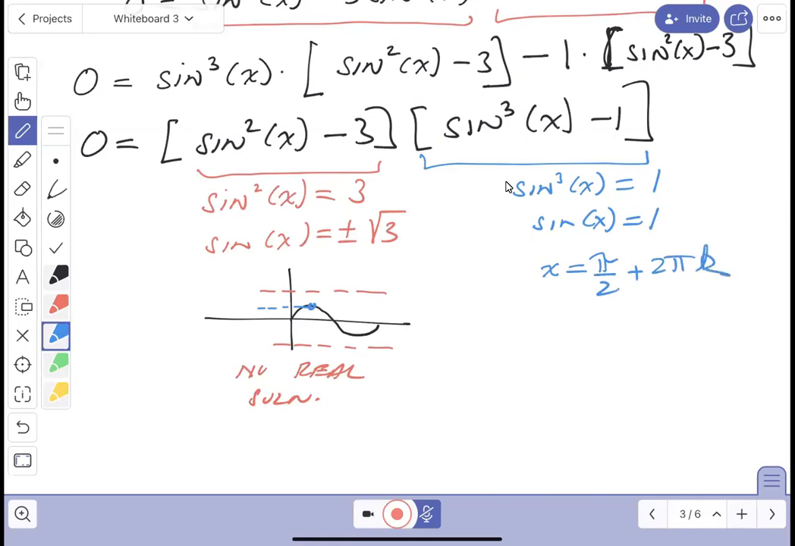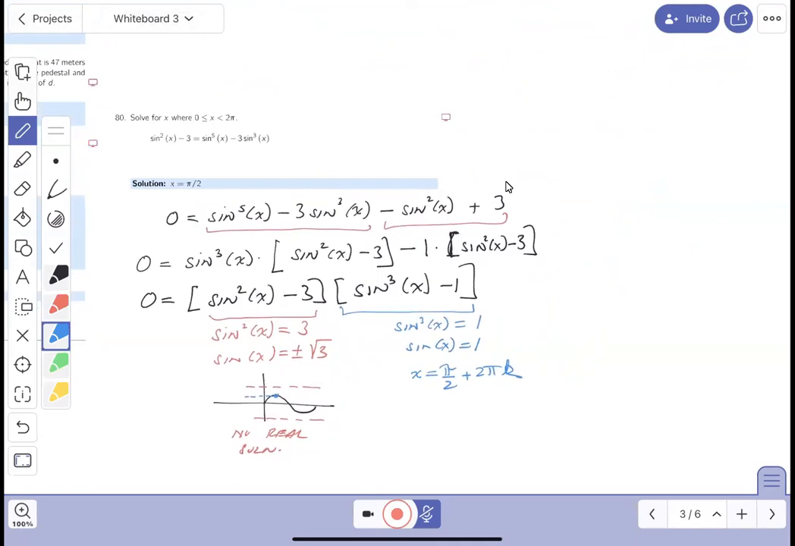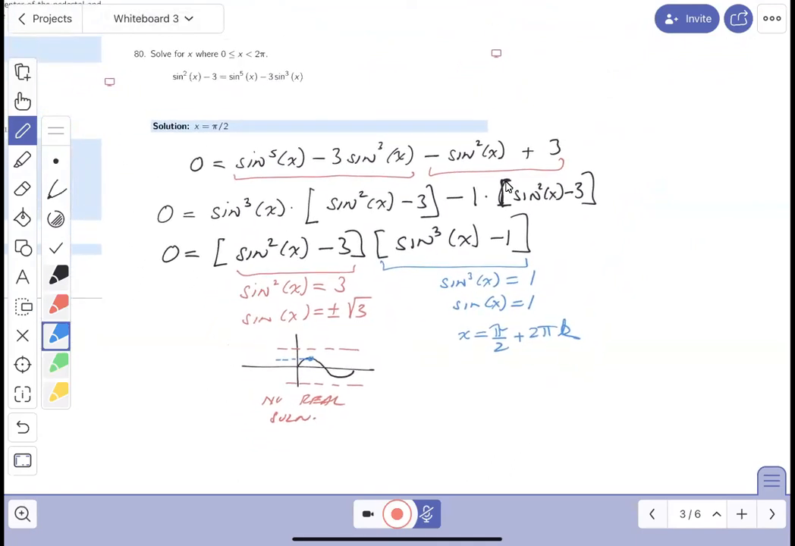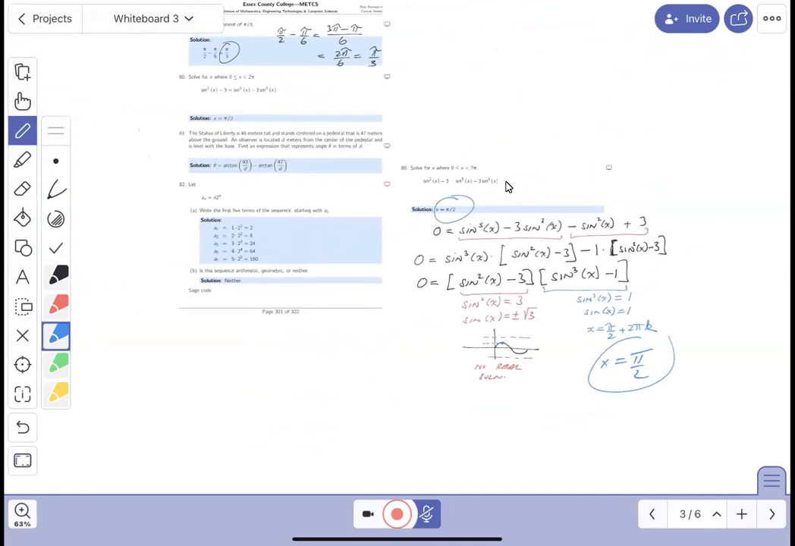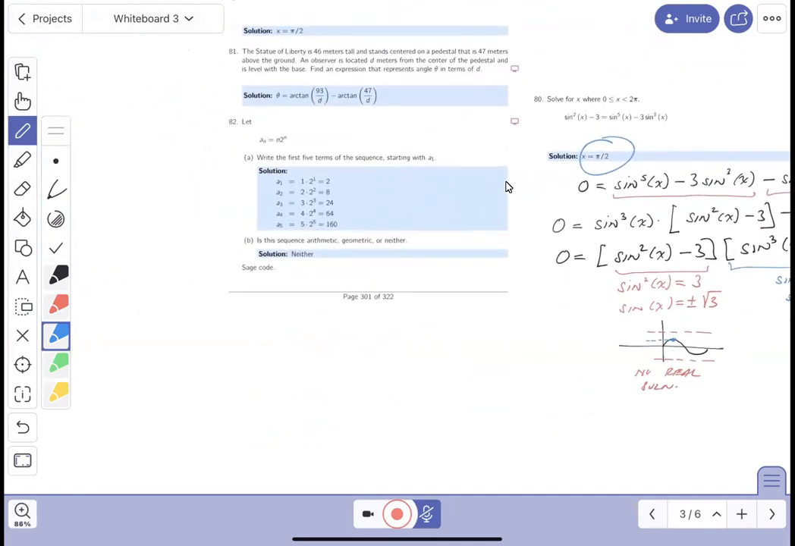Well, you know what? I don't remember their questions. I'll go back and read their question. And their question is, they just want the answers between 0 and 2 pi. Well, I only got one answer between 0 and 2 pi, pi over 2. All right, so x is pi over 2. All right, fairly simple question, by the way. That's number 80. Let's go to 81.